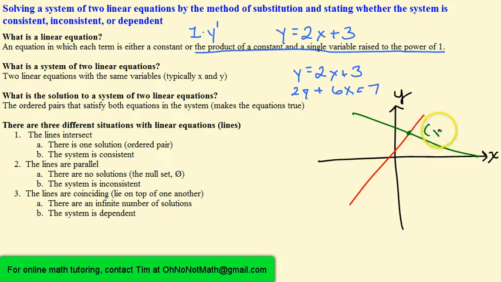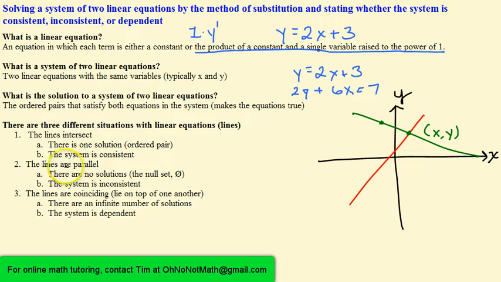So the point has an x coordinate and a y coordinate. That's an ordered pair. If you take that value of x and y and you plug it into both of the equations in the system, then both of the equations would be true. Okay? It's the only point that lies on both lines. If you took any other point, let's say you took a point here, well, that would make the one equation true, but it would not make the other equation true because that point doesn't lie on that line. Okay, so that's the first case, the lines intersect.